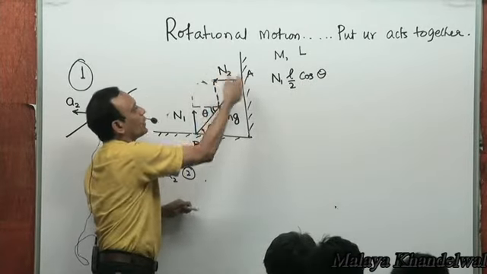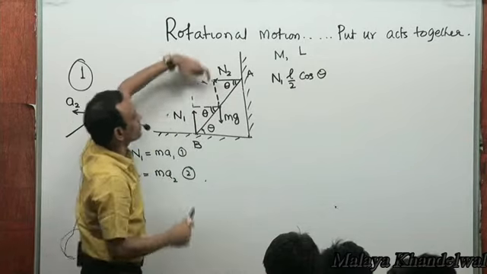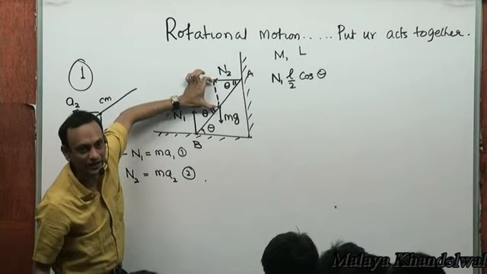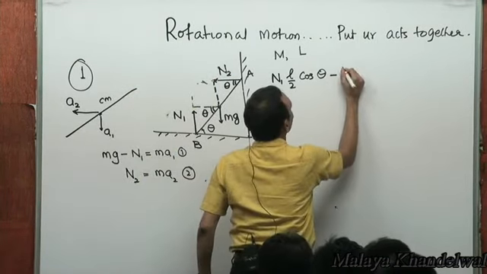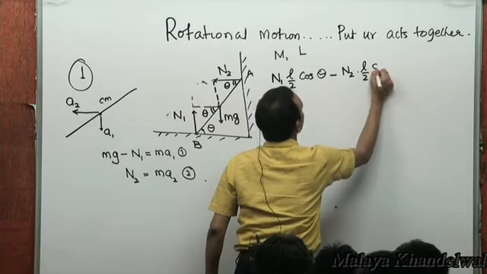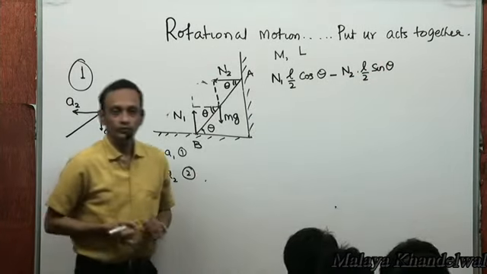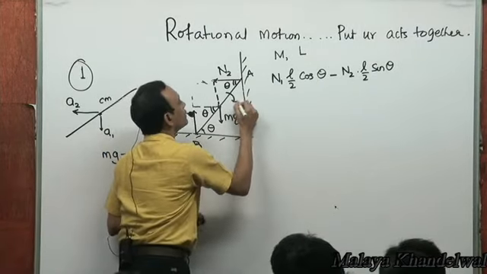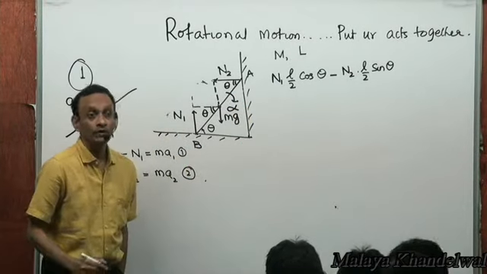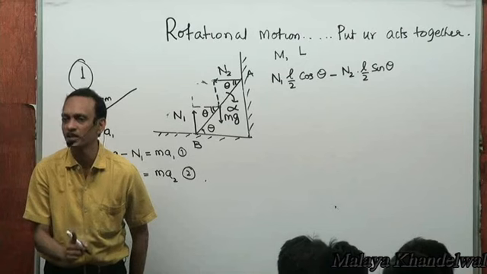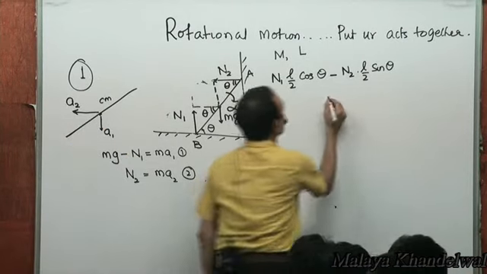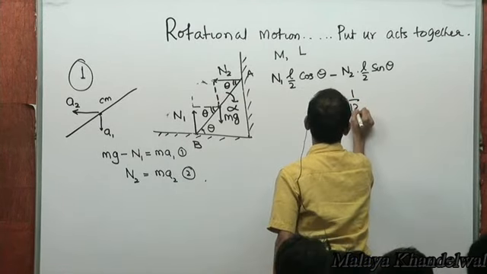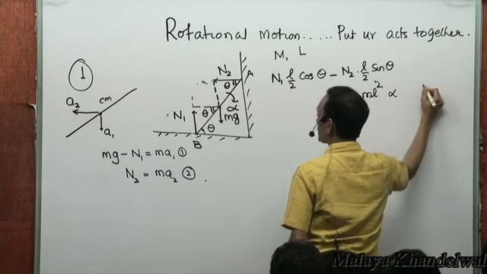Now, the anti-clockwise torque of N2 about the center of mass is going to be what? N2 into L by 2 sine theta. This length is L by 2, so this length is going to be L by 2 sine theta. So minus N2 into L by 2 sine theta. Right? That's a net clockwise torque about the center of mass, and this results in a clockwise angular acceleration alpha. That is I about the center of mass into alpha. What is I about the center of mass for this? 1/12 m L square into angular acceleration alpha.